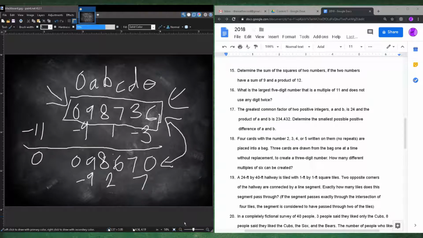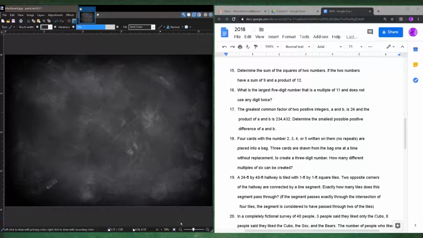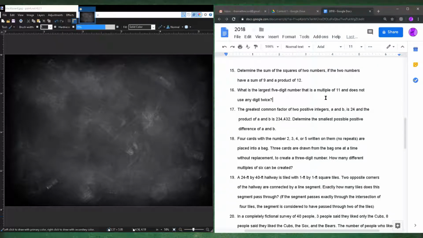You just have to understand your divisibility rules, and then basically just use some logic and trial and error to find out what your answer is. Sorry if I couldn't pronounce that. It's like a tongue twister to me.